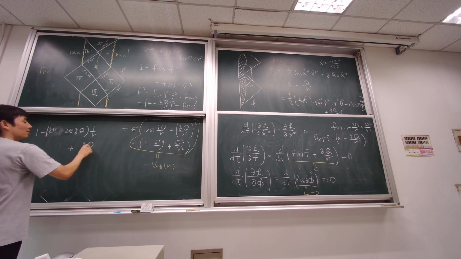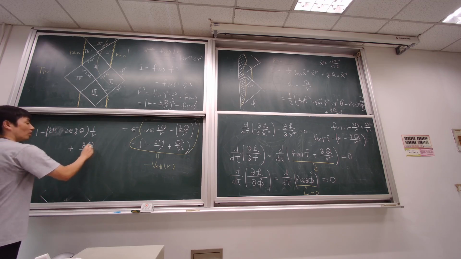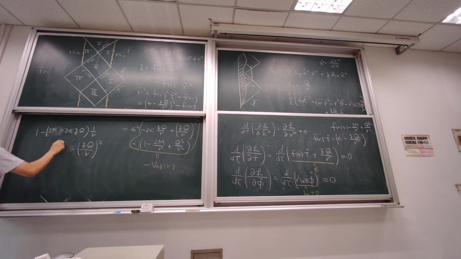No, 2m should be with a plus sign. It's minus minus. Here plus sign? Oh, V effective is negative minus. Okay, sorry. Is it okay? So far it's okay. And the Q R square, this should be negative, and then Q square over R square. So this is a V effective.